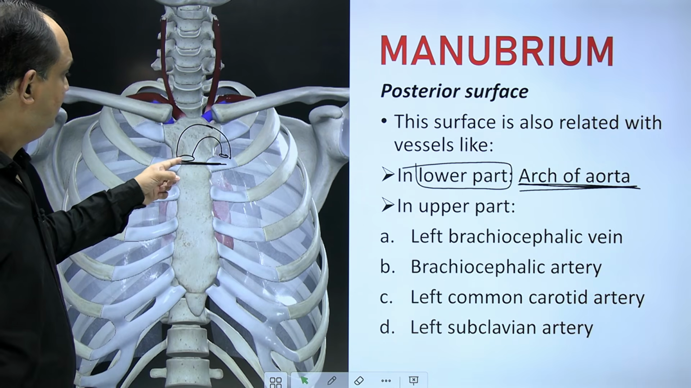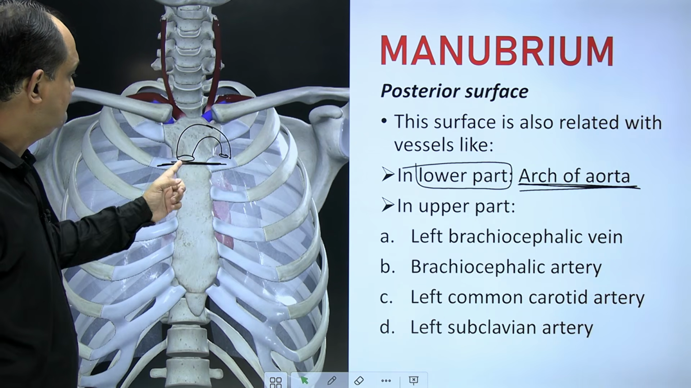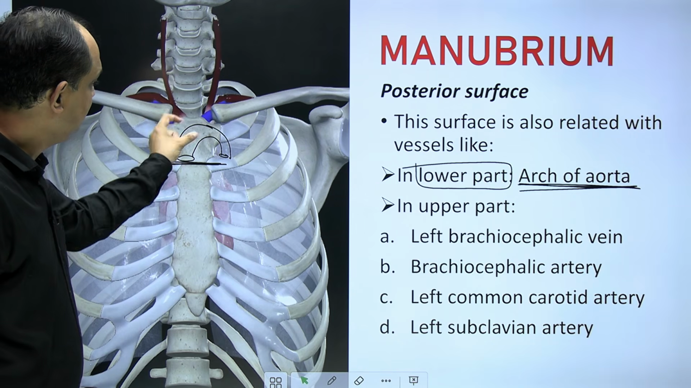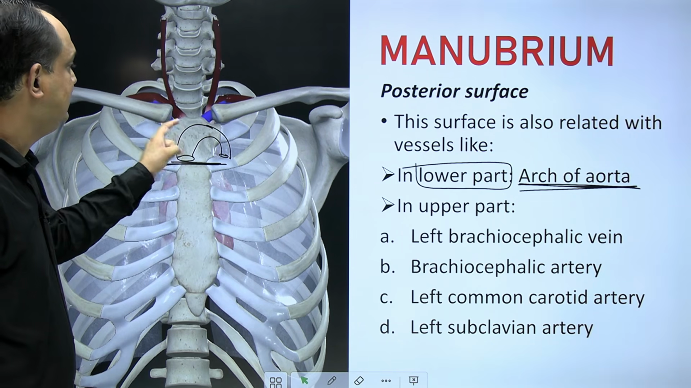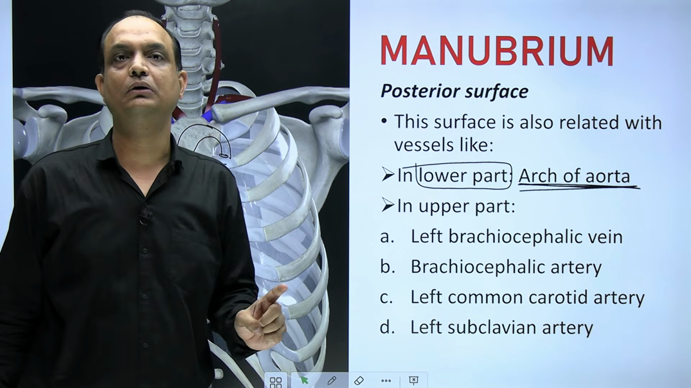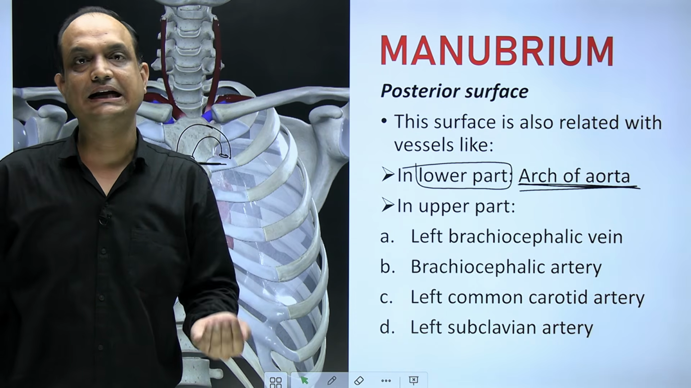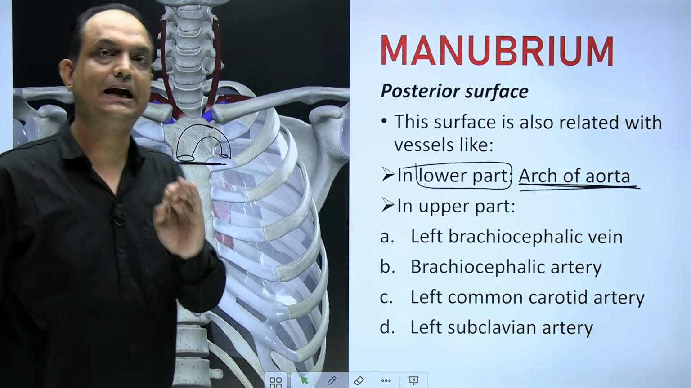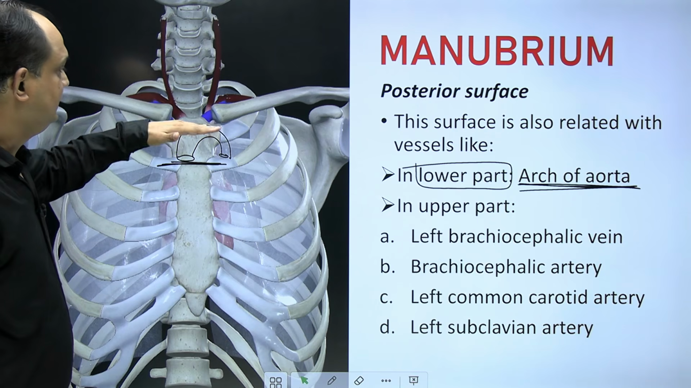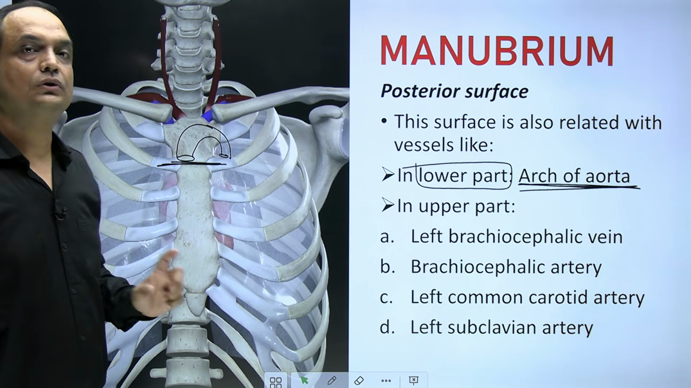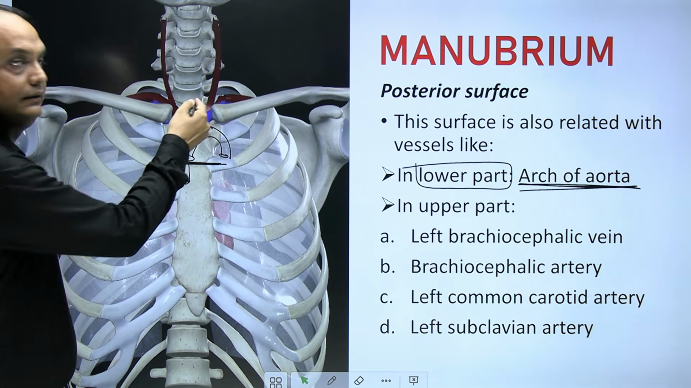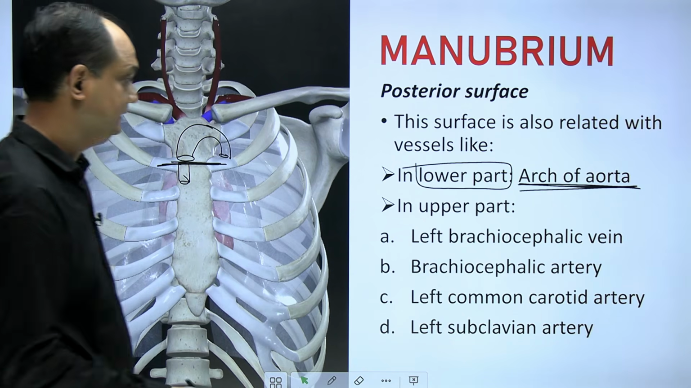So definitely this is the level where the arch is starting and the arch is ending, and as soon as it starts, it lies anteriorly behind this manubrium. So the manubrium is not related with the ascending aorta, and it is not related with the descending aorta. The concept is that above the sternal angle we have the manubrium, and above the sternal angle we have the arch of aorta. So the ascending aorta should come here, not above this plane. Clear? This is the first important concept.